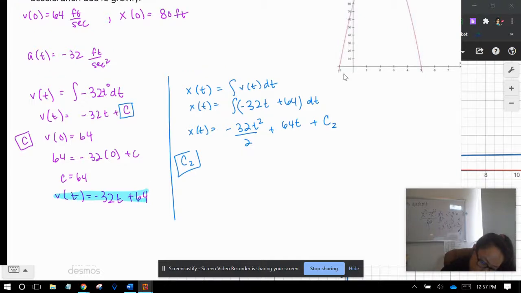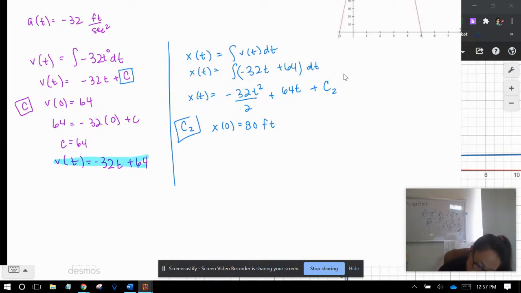I know that x of 0 is equal to 80 feet. That's our initial height. So I'm going to plug in 80 is equal to negative 32t times 0. Anywhere there's a t, I'm plugging in 0, plus c2. So c2 is equal to 80.